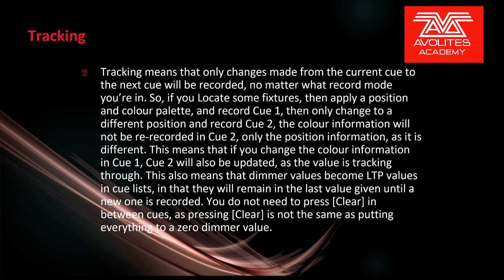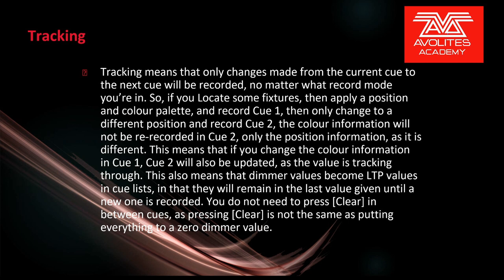palette, and then record Q1, then only change to a different position and record Q2, the color information will not be re-recorded into Q2. Only the position information, as it is different. This means if you change the color information in Q1, Q2 will also be updated as the value is tracking through.